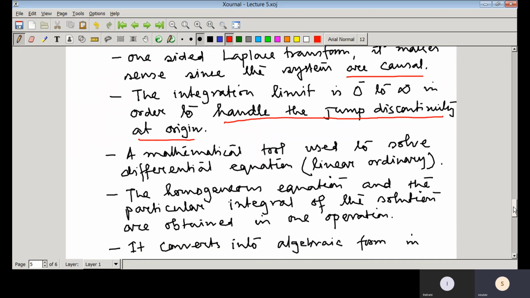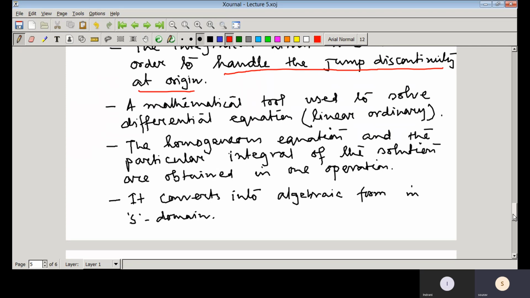And here we have pointed out one important thing, that means if you would like to solve these integral differential equations, linear ordinary equations via Laplace transform, then that particular integral and homogeneous equations, so those two solutions are obtained through one step. And another thing is via Laplace transform we convert it into the algebraic form.